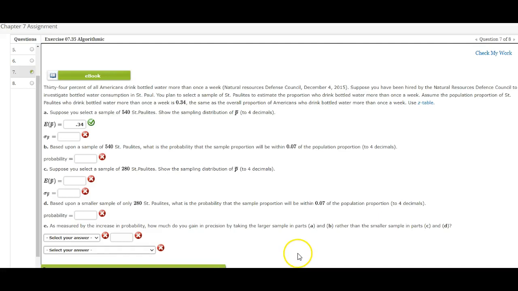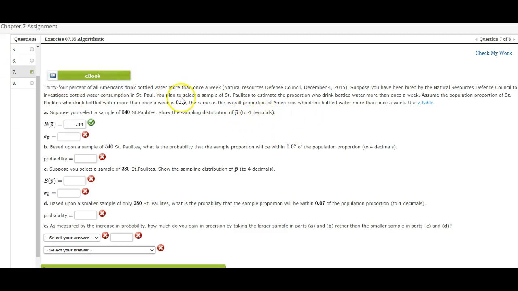This is Chapter 7, Assignment, Problem 7. I'll give you a moment to read it. You can pause this while you read the problem. The first question is, show the sampling distribution of p-bar to 4 decimal places.